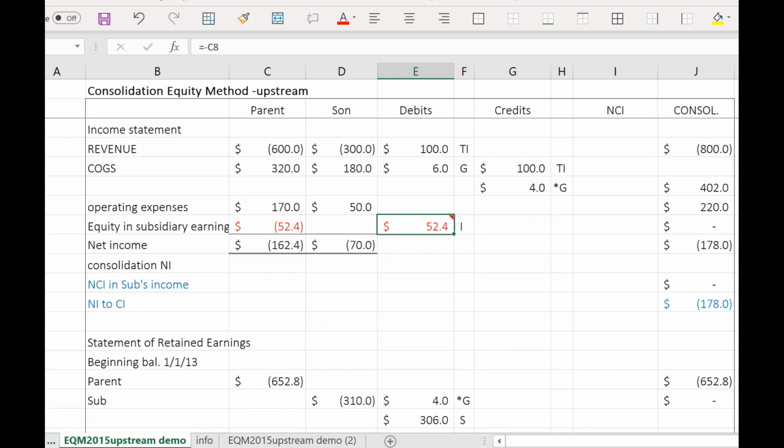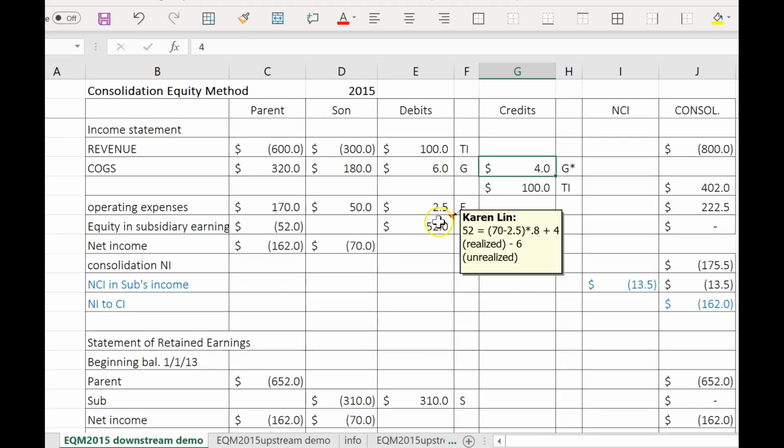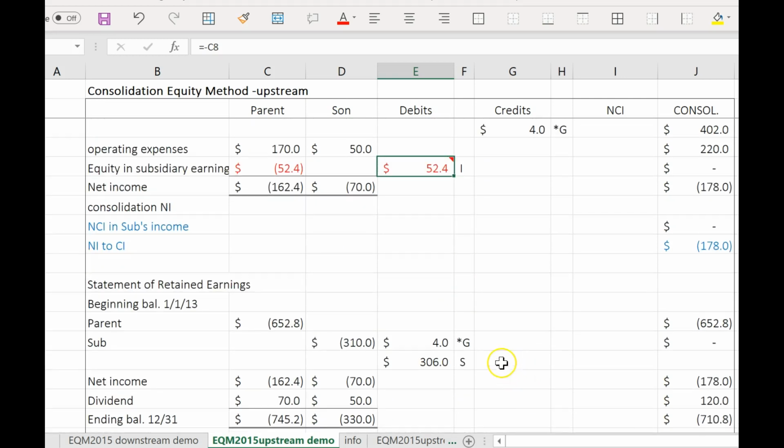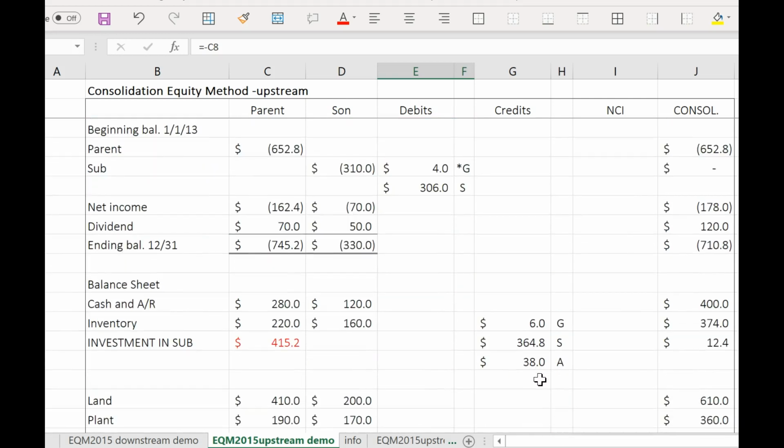Versus if it's a downstream, you will see it's a 52, which is the 70 net income minus amortization multiplied by 80%, plus all the realized gain minus all the unrealized gain. So the difference between the two is whether your realized gain and unrealized gain are divided between CI and NCI by their ownership proportion. If it's downstream, it all goes to the parent. If it's upstream, 80% goes to the parent, 20% goes to the NCI. Okay, so that's my I entry. I'm debiting this number. I'm crediting this to my investment account.